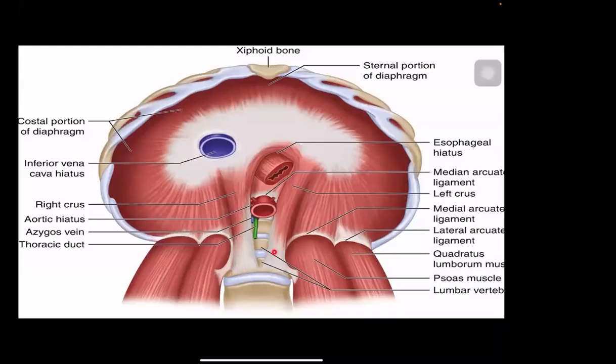And also body and disc. Also the medial arcuate ligament, which is a fascial thickening over the psoas muscle, where it originates from the body of L2 to the transverse process of L1. And this is the lateral arcuate ligament, a fascial thickening over the quadratus lumborum muscle, and it arises from the transverse process of L1 to the 12th rib.